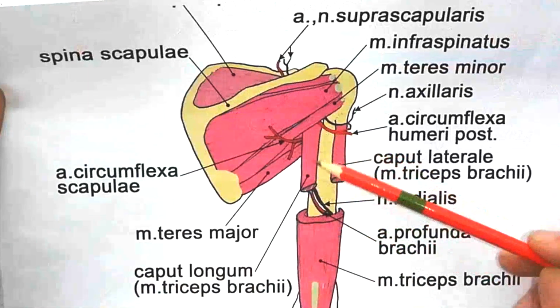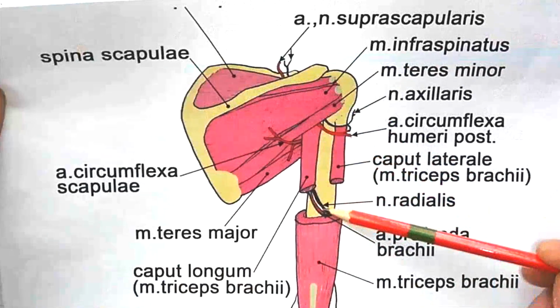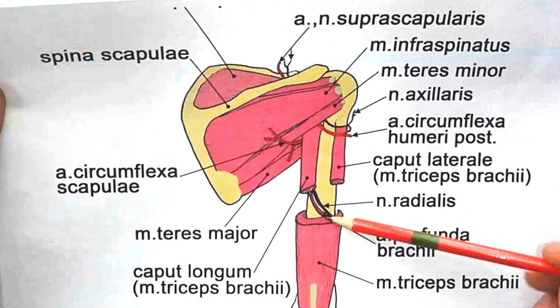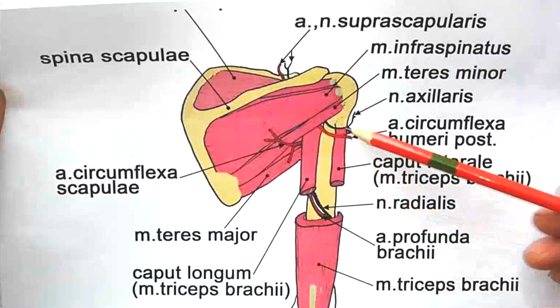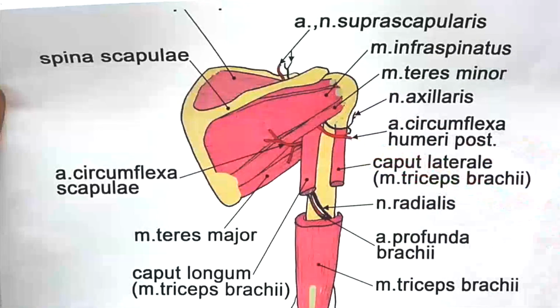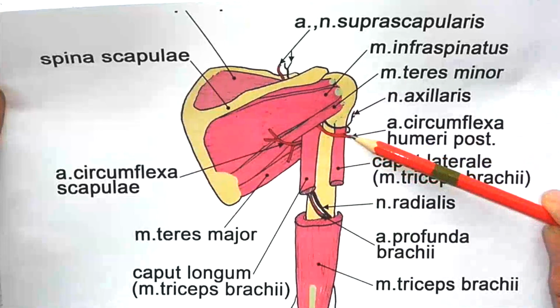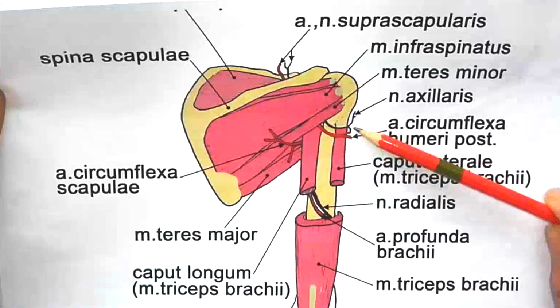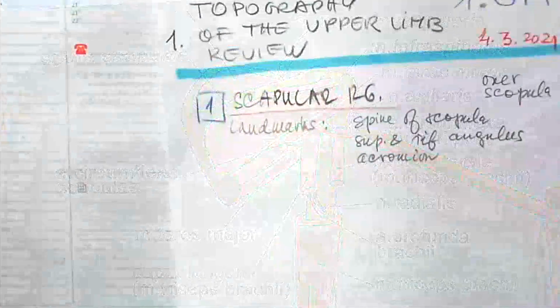This diagram shows not only the scapular region, but also, as you see, the position of the radial nerve and profunda brachii, the deep brachial artery. And here we see the axillary nerve, the biggest nerve in this area, and also the circumflexa humeri posterior, which is attached to its sister, which runs on the anterior side. So this is the first view.